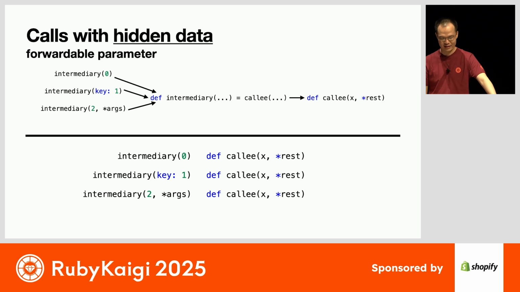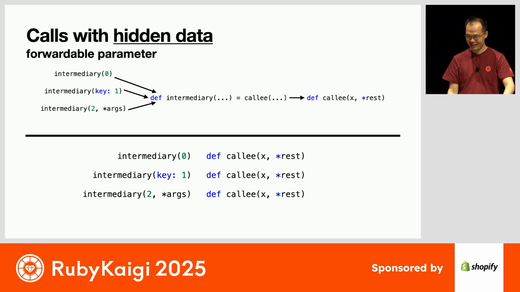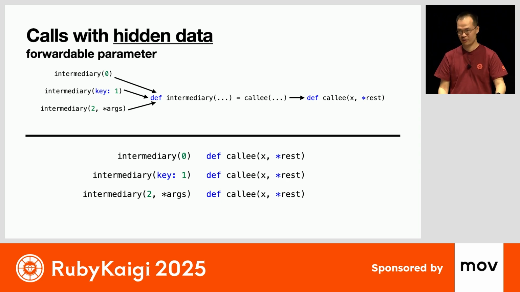There's no way to get the call information inside intermediary as a Ruby object though. So it's just hidden data. It's only used when you actually do the forwarding.